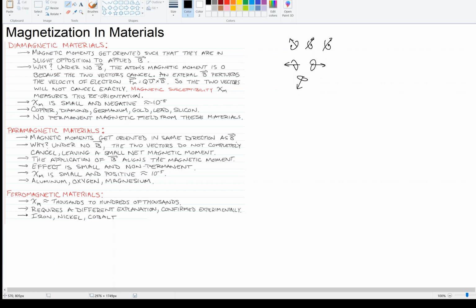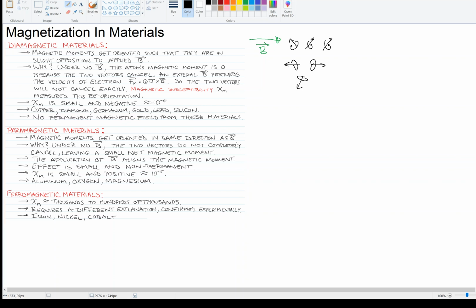And so what happens in diamagnetic materials is that the magnetic moments get oriented such that they are in slight opposition to the applied B field. Now remember, we're talking about magnetic moments that are randomly oriented, and then we apply maybe a B field that's in this direction. And so what happens then in diamagnetic materials is that the magnetic moments of the atoms align so that they are in slight opposition with B.